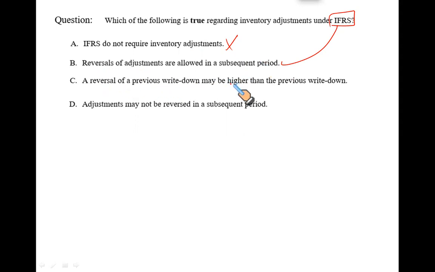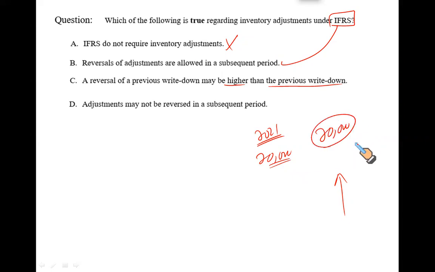Reversal of previous write-down may be higher than the previous write-down. See, let's say under IFRS, you wrote down $20,000 of your inventory in 2021, right? Subsequently, the price went up. When the price went up, the loss can only be reversed up to 20,000, not more. The previous write-down can only be reversed subsequently. If the prices have gone much higher, you cannot reverse the loss more than 20,000. Only what you wrote down you will reverse, right? I hope you got the idea, Rahat. It was IFRS and we have to solve each option, keeping in mind IFRS and NRV rule.